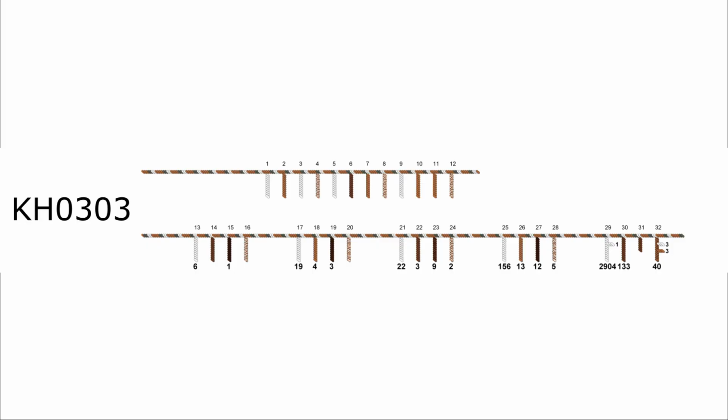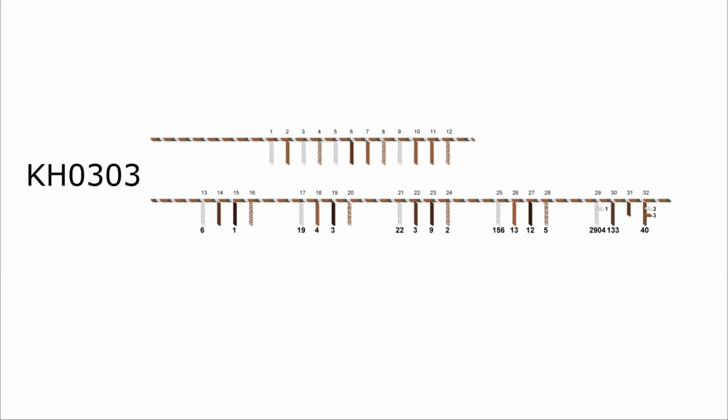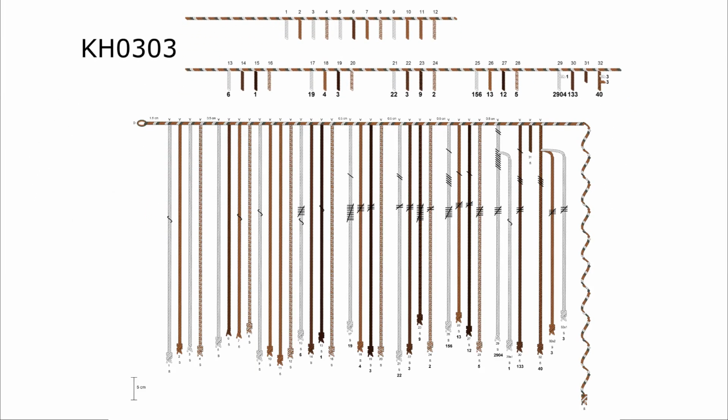Let's take a closer look at KH0303 from the previous chapter. Although no number values were assigned to the first 12 pendants, these cords do have knots. Here is a more detailed view of the Khipu. In this view, the pendants are drawn to scale with a scale bar here, so you can see which pendants were longer than others.